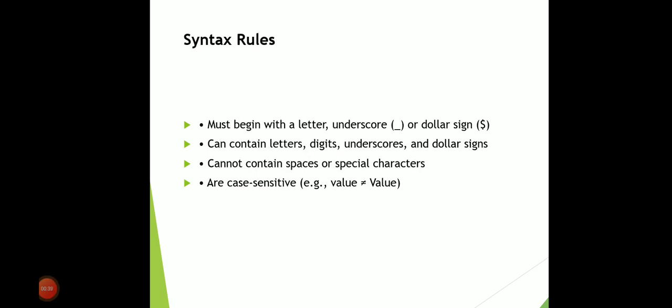Syntax rules. There are some simple rules when naming identifiers. Identifiers must start with a letter, underscore, or dollar sign. Identifiers can include numbers after the first character, but no spaces or special characters like @ or percent. They are case sensitive, like capital Value and small value are different. You can't use JavaScript keywords like let, function, if as identifiers.